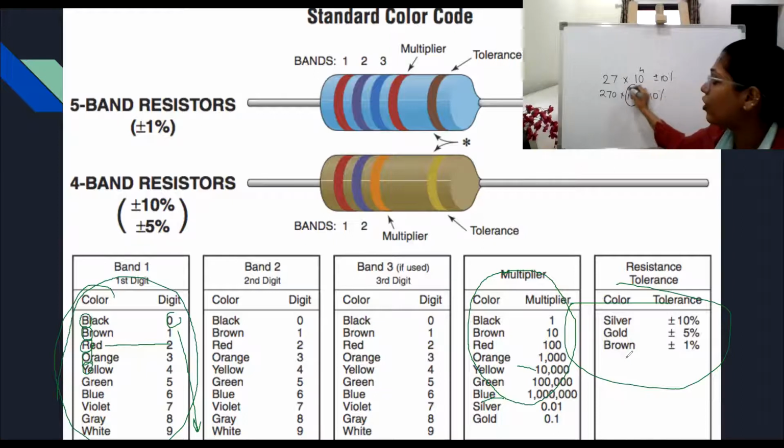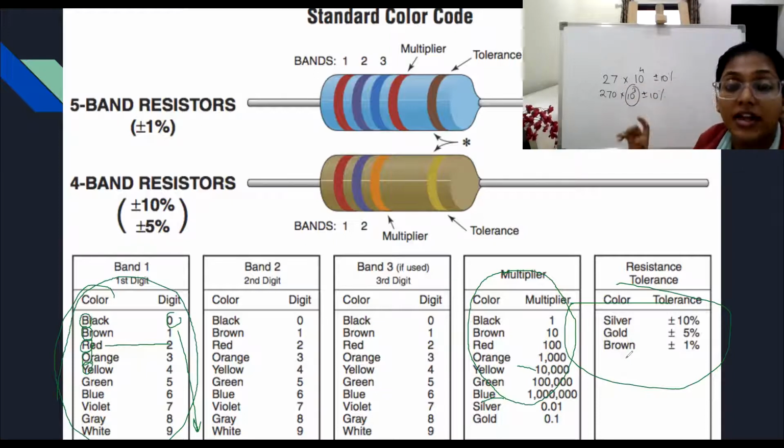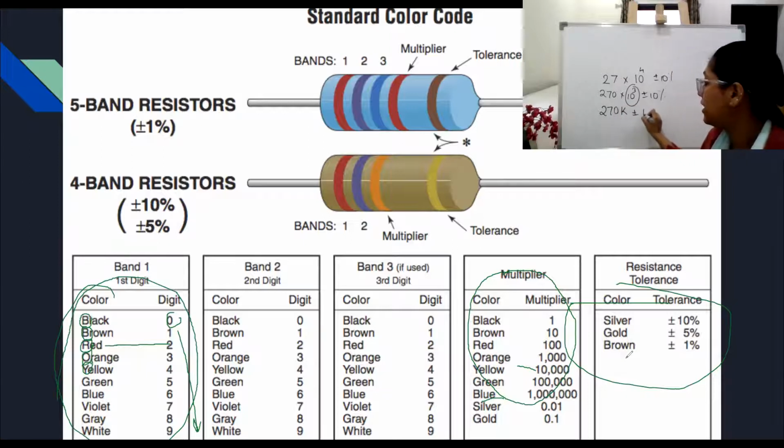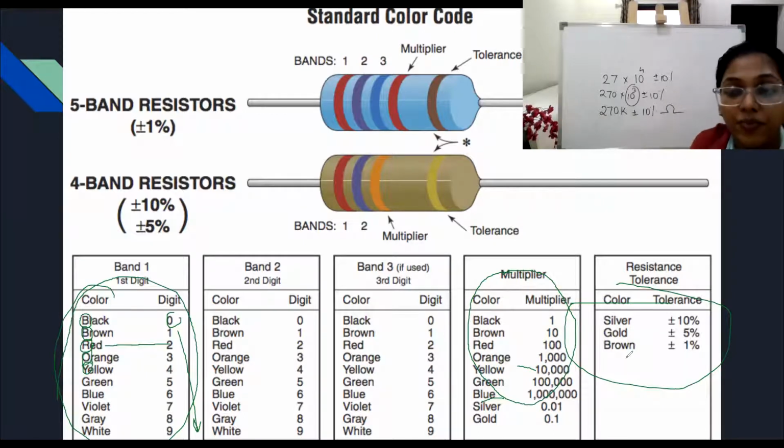Now, do I have any nomenclature for 10^3? First chapter we did. 10^3 का क्या nomenclature है? What do we call 10^3? Kilo. Kilo. So it is 270 kilo ohm ±10%. This is the value. Okay, hardly 3 steps and you get full marks if your answer is right.